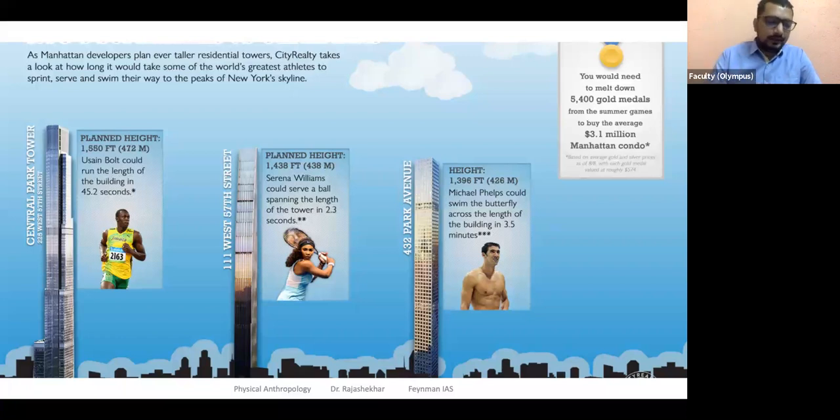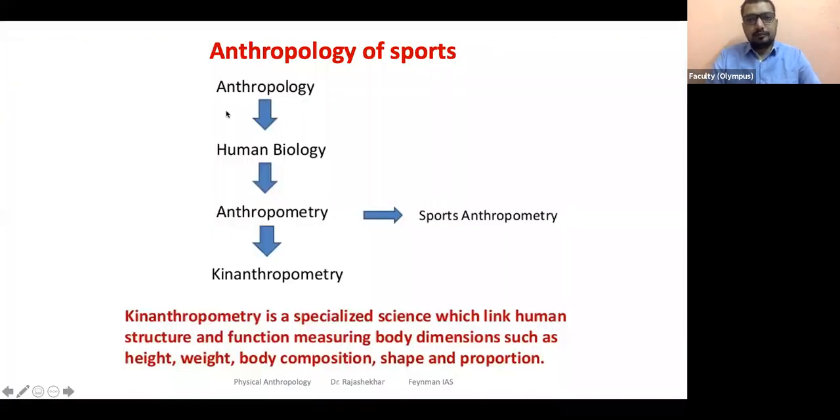Basically, I'm focusing here on sports. I'm going to explain a few terms related to how anthropology is used here. Anthropology of sports: anthropology helps us understand our biology, like the genetics component we talked about, and the biochemical and immunological components we discussed.